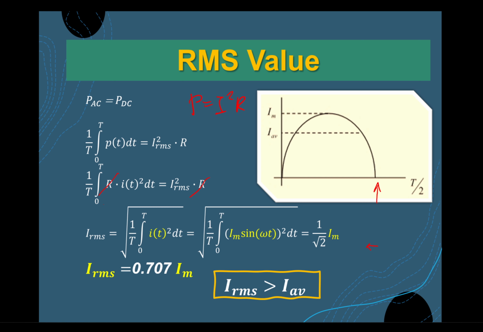Another term for RMS is what we call the effective value. You might encounter this in some of the problems. We call this the effective value, or effective current, effective voltage of the AC circuit. That's it, the root mean square value.